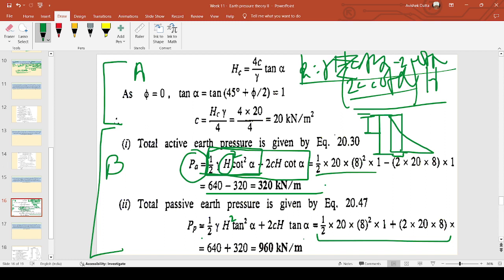Still a little confusion is there for me. I don't know why it is. Where is the confusion? Tell me now. May I know the source of this one, sir? I will go through it once. Yes, this sum has been given from the book of BC Punmia.